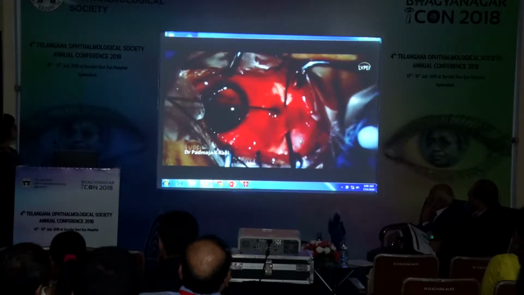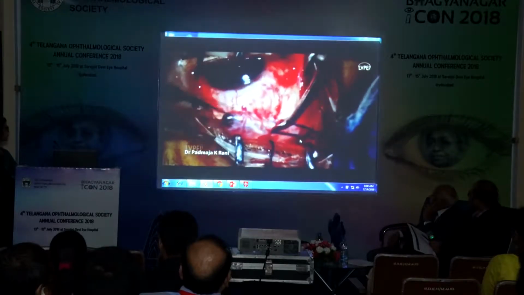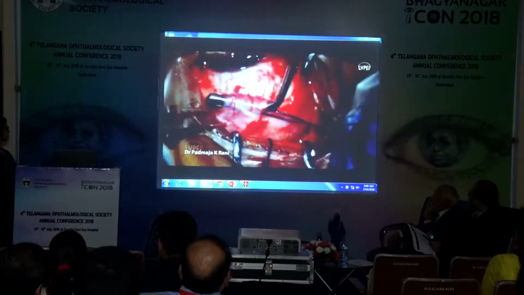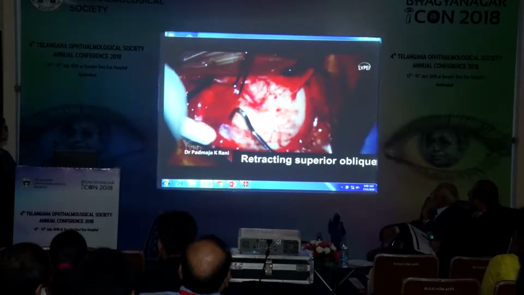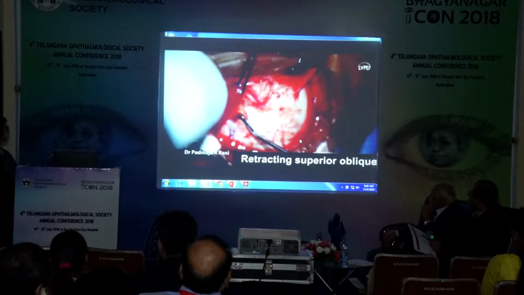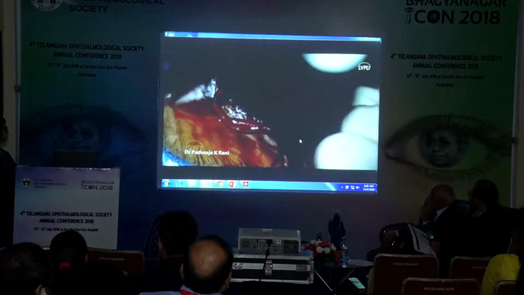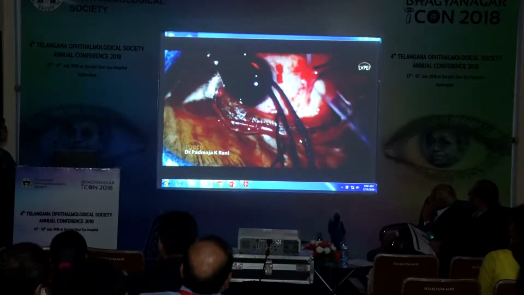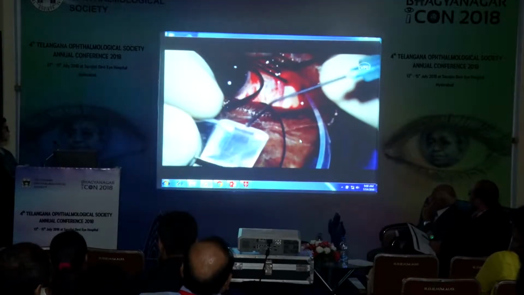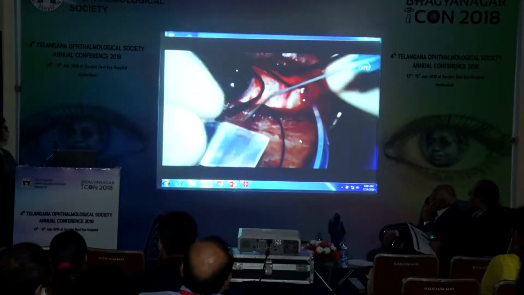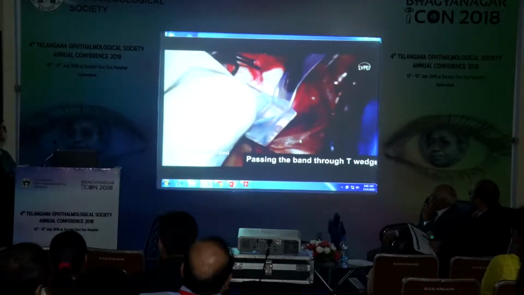The muscle was adequately exposed, beginning with tenon dissection at the lateral walls of the muscle. The superior oblique and the inferior oblique muscles were retracted with the right muscle hook to facilitate smooth passage of the silicone band. Cohesive viscoelastic was used for the smooth passage of the band through the wedge.